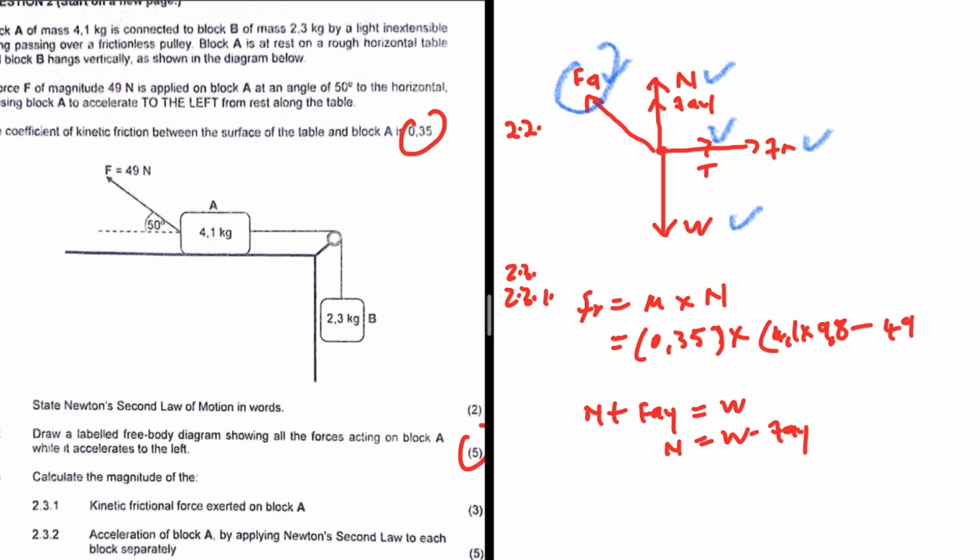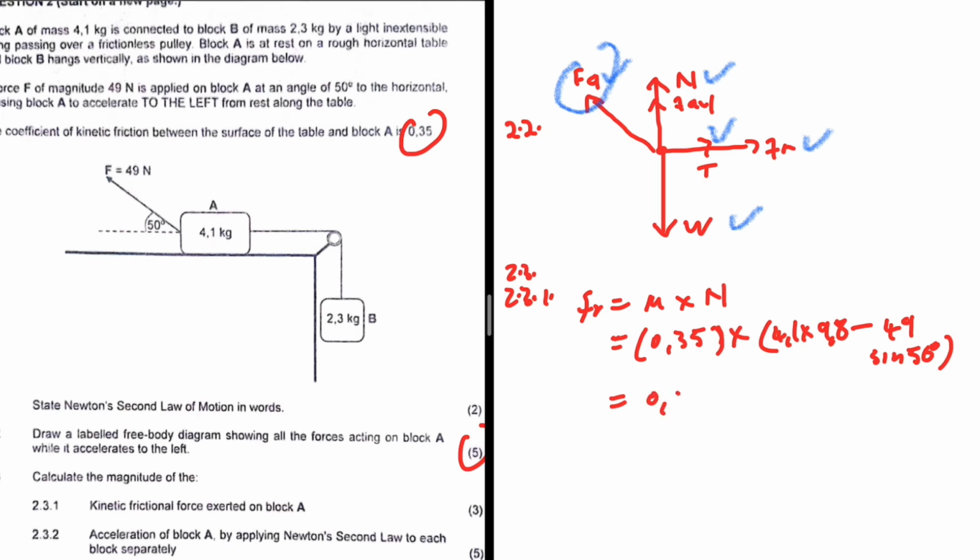The y component is going to be 49. So on a flat surface, cos is x and sine is y. So sine of 50 degrees. Let me get rid of this, I was just showing you how the normal force comes about. So the frictional force is going to be equal to 0.35 multiplied by 4.1 multiplied by 9.8 minus 49 sine of 50. What do I get?